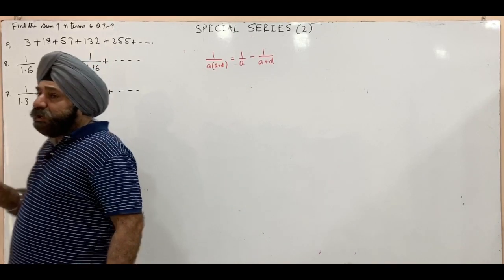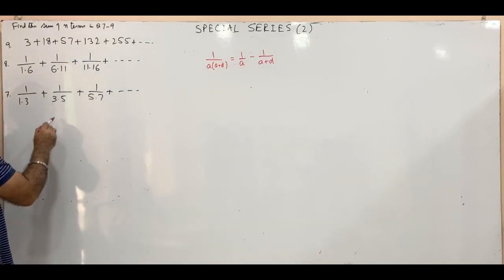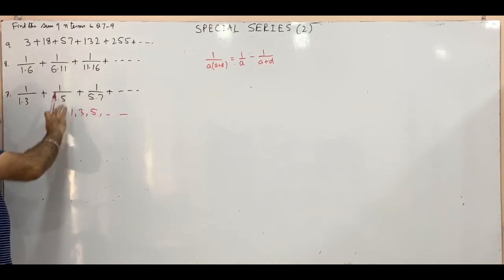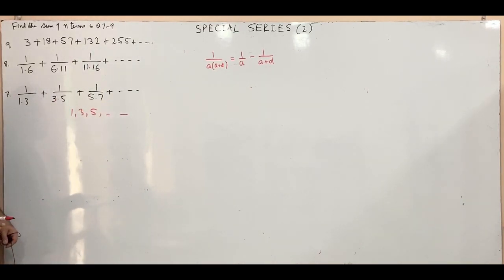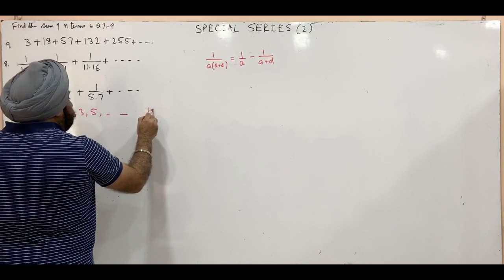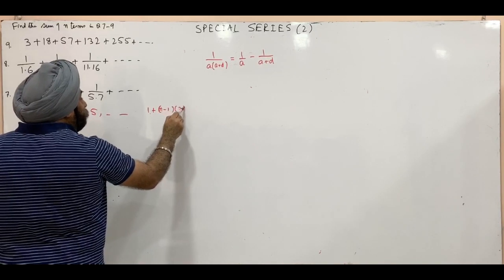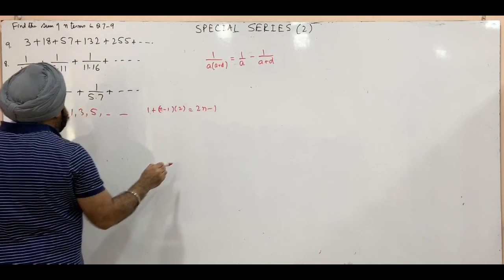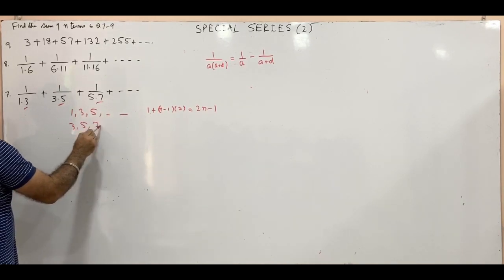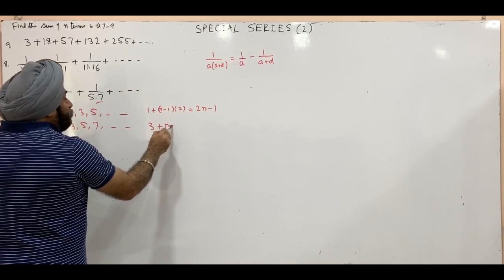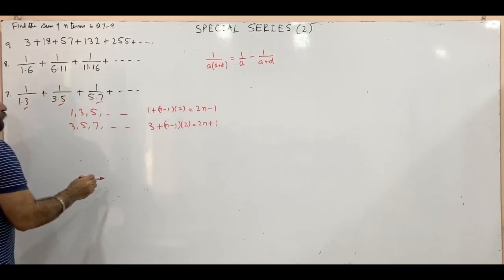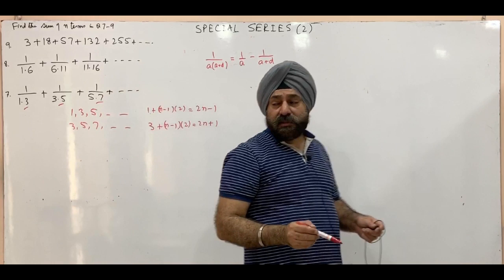So we write the nth term of the series. We have 1, 3, 5, the first terms. Here sigma is not applicable. When it's 1 upon, then sigma is not applicable. The nth term of this is A plus (n minus 1) into common difference of 2. That's 2n minus 1. And the second terms 3, 5, 7. This is 3 plus (n minus 1) into common difference of 2. That's 2n plus 1.